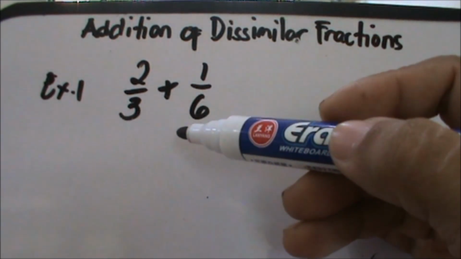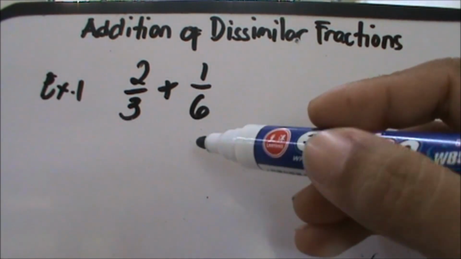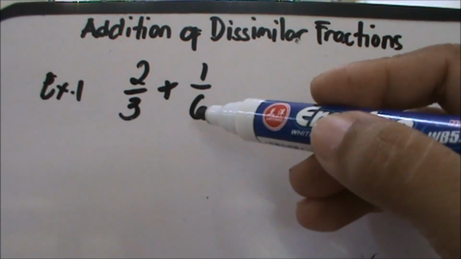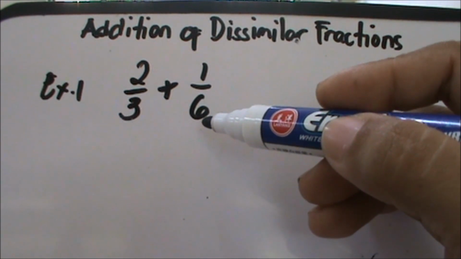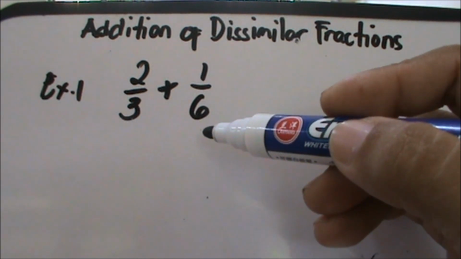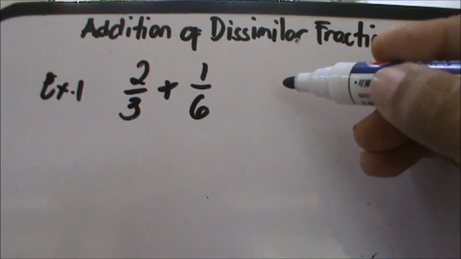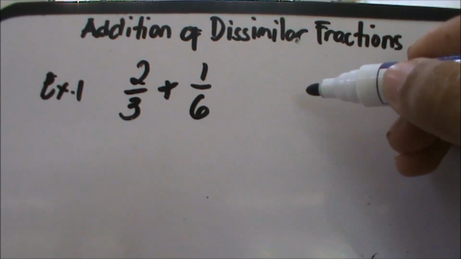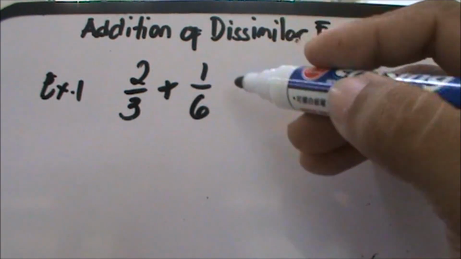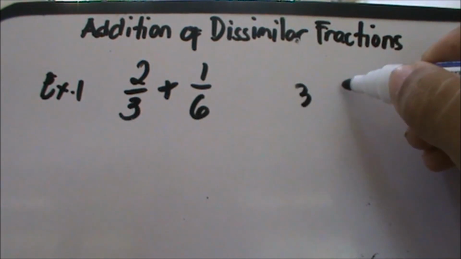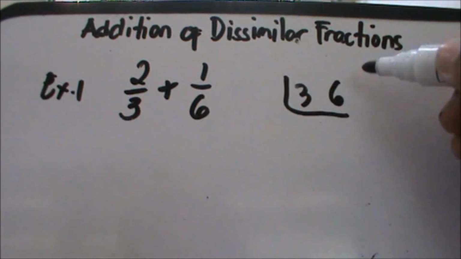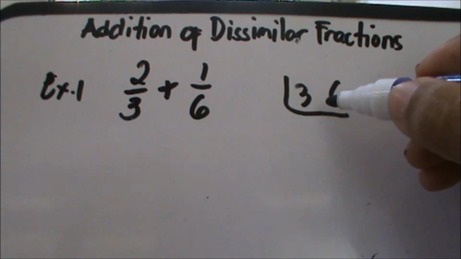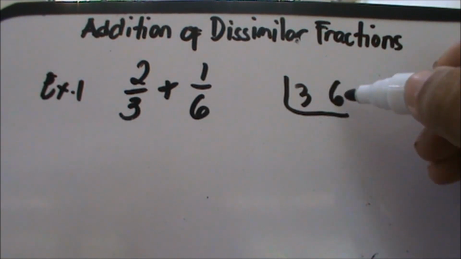So we cannot add the two fractions since they are dissimilar fractions. As we can see, their denominators are not the same. So how are we going to add dissimilar fractions? The first thing we need to find is their LCD, their least common denominator between the 3 and 6. The prime number that is common between 3 and 6 will be 3.